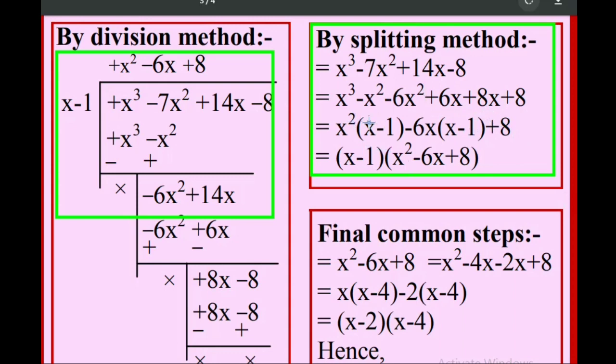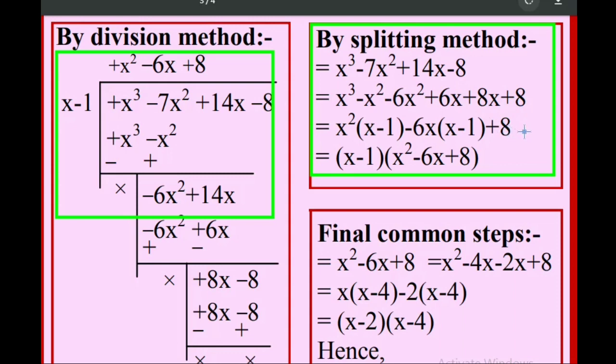Here you see the first pair, x cube minus x square, is complete, which gives a factor x minus 1. The second pair, minus 6x square plus 6x, is complete, which again gives the factor x minus 1. Now at last plus 8x is there, and the last term minus 8 is there. Sorry, here by mistake a plus sign is there, it has to be minus. And now from this last pair, something is missing, we understand what it should be.